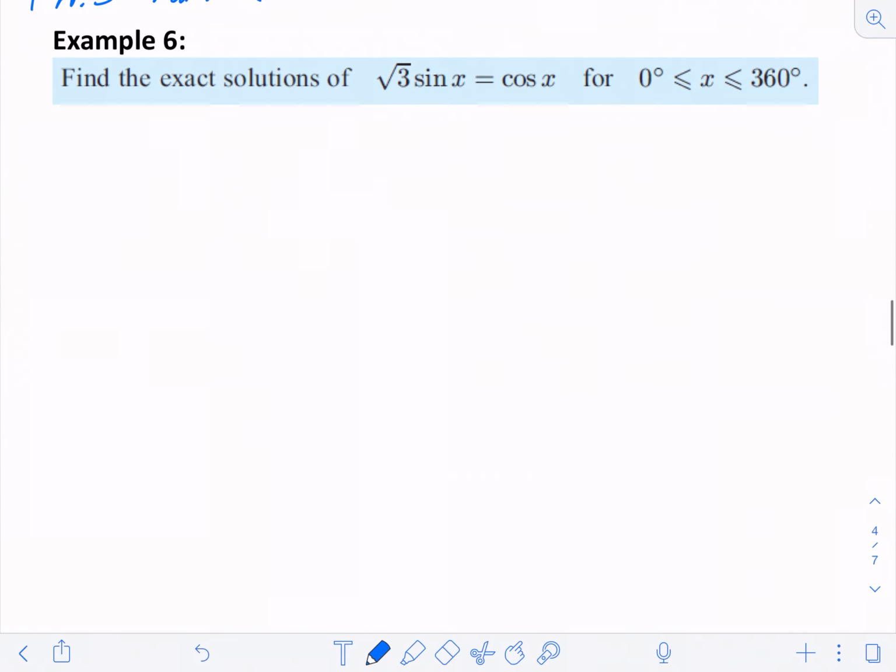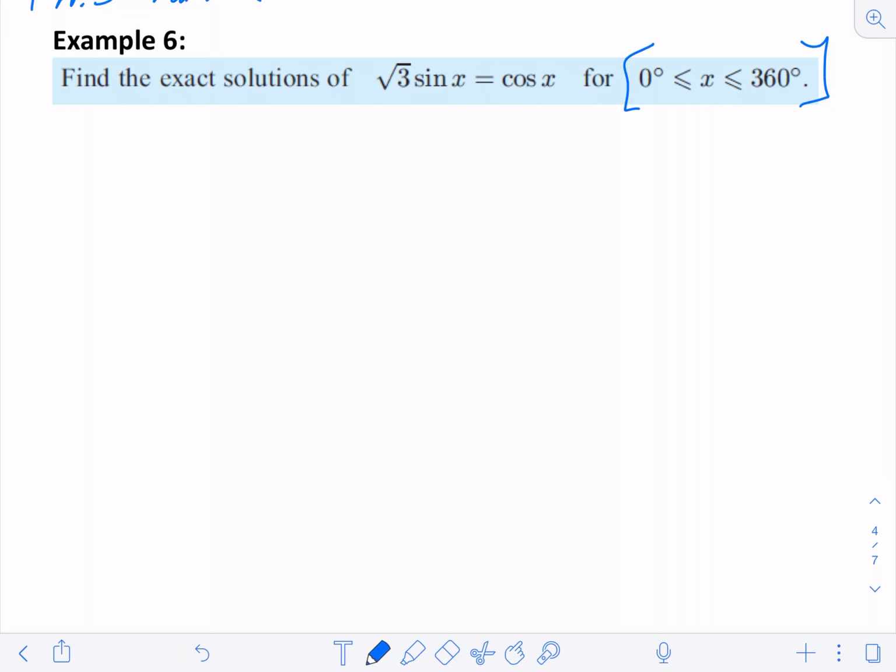So this one here, it says find the solutions of radical 3 sine x is equal to cosine x. So what do we do with this type of problem? Because it looks like we have a sine and a cosine on the same side. Also our domain's a little bit different. We're looking for x being between 0 and 360. So it's in degrees, not radians here. So what do we do?